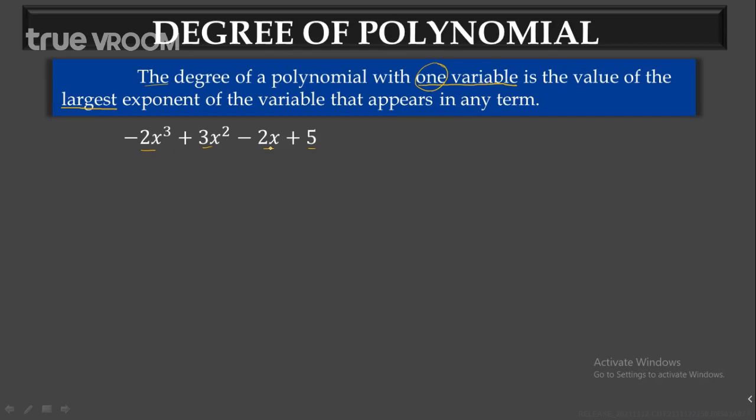They all have the same variable x. So we just need to get the largest. So we have here 3, 2, this is 1, and this is 0. What is the largest exponent? Anybody? Come on. 3. So therefore, 3 is the largest exponent, so it is third degree. Do not say 3 degree, okay, my child? Not 3 degree, but third degree. Very good.